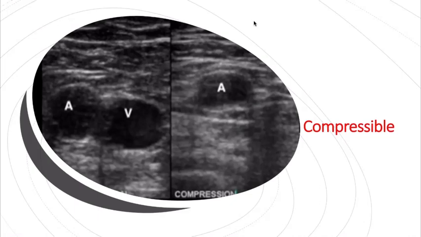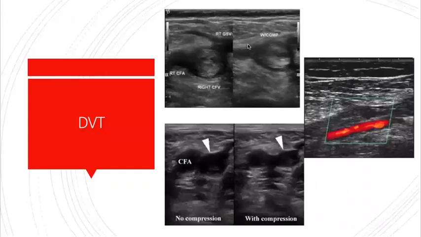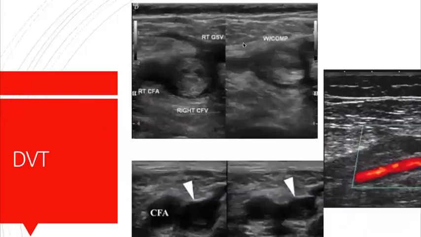And then you're going to keep going down that leg at small intervals. So like, every inch or every couple of inches, compressing and compressing and compressing. And the reason you are compressing is because you are trying to make sure that the vessel completely collapses. If it doesn't, the patient may have a DVT.